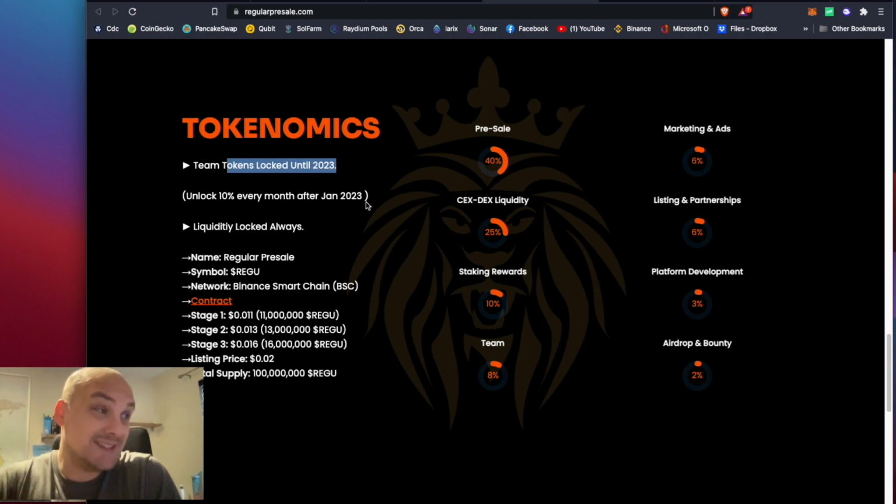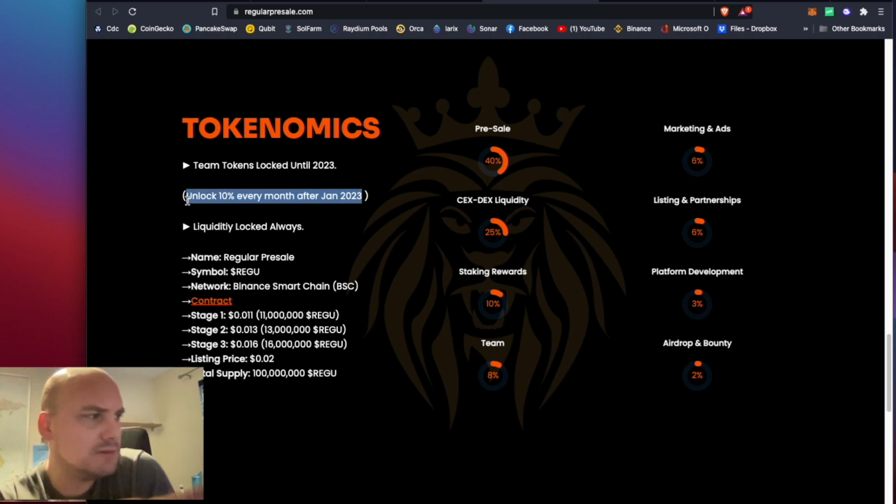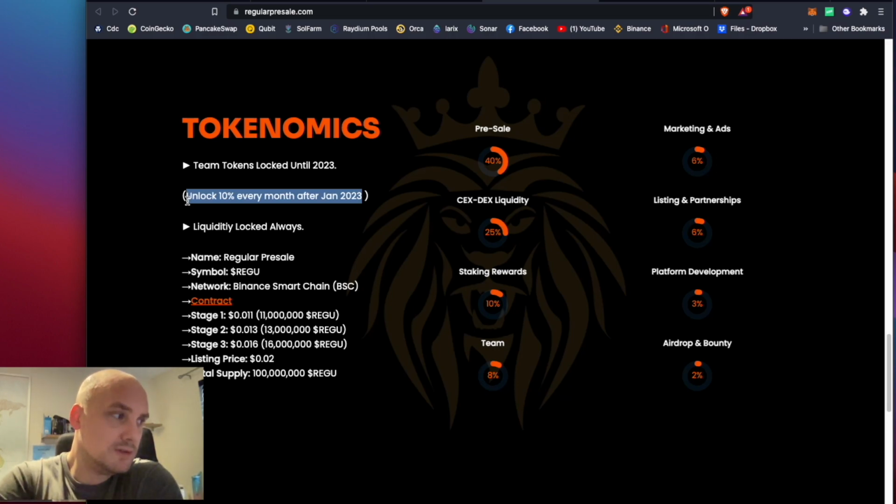and this is the other bit, just everything I read in this, apart from some of the dodgy English or some of the spelling, they are only able to unlock 10% every month after January 2023. That's a good way to stop developers and the team owners from doing rug pulls, from doing dumps. Just very, very excited. So that's where it's at just now.